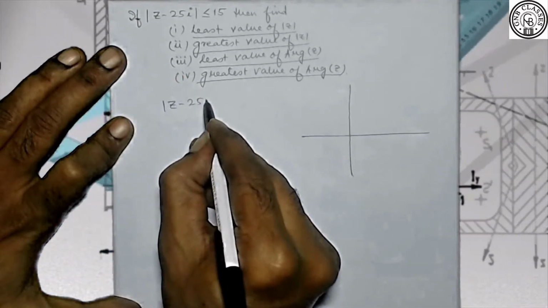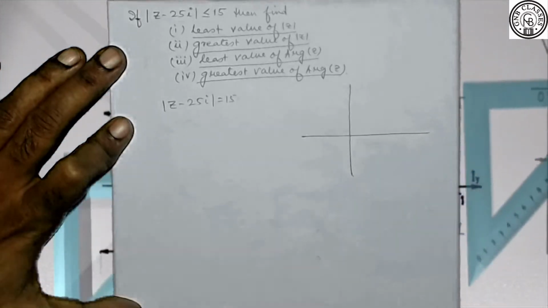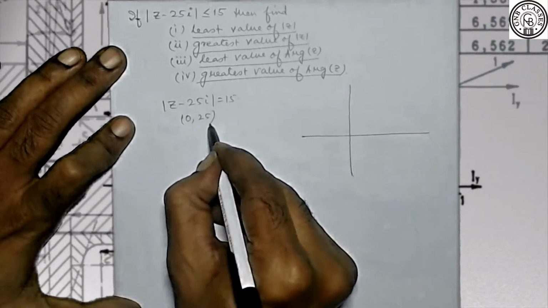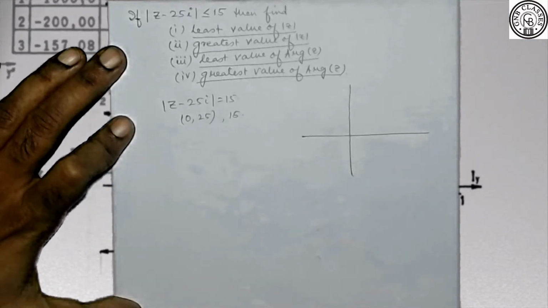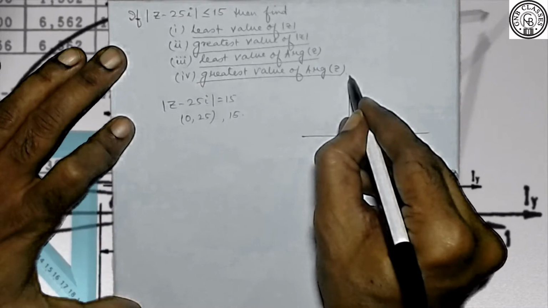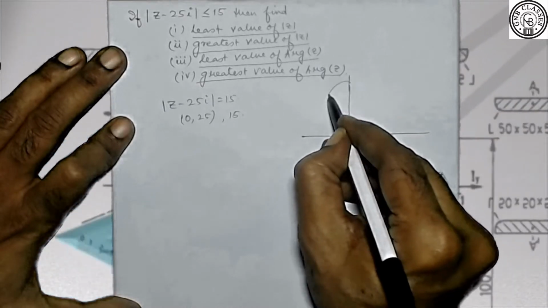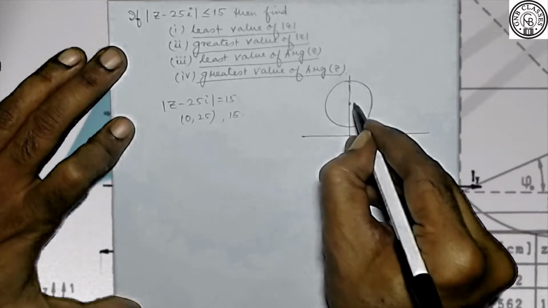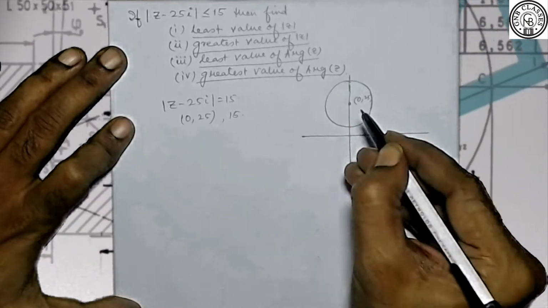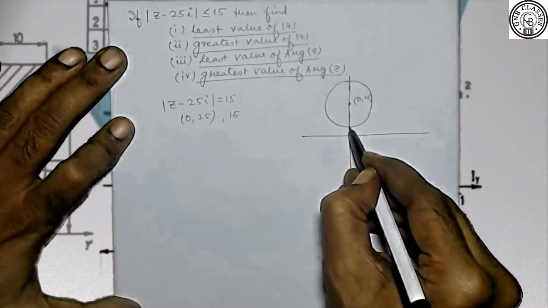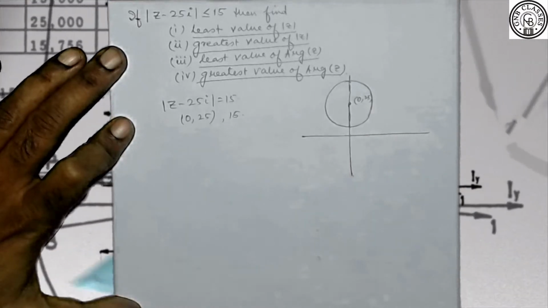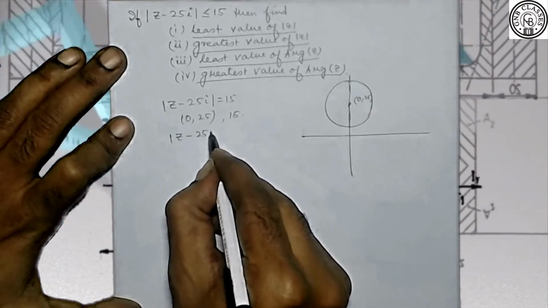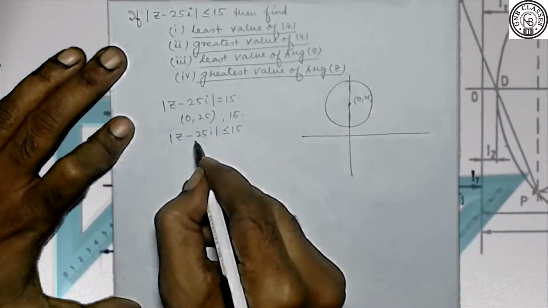Mod of z minus 25i equals 15 represents a circle whose center is at (0, 25) and radius is 15 units. Is it clear? So the circle will be lying somewhere here, whose center is at (0, 25) and radius is 15. Is it clear? Absolutely. But we have been given mod of z minus 25i is less than or equal to 15.